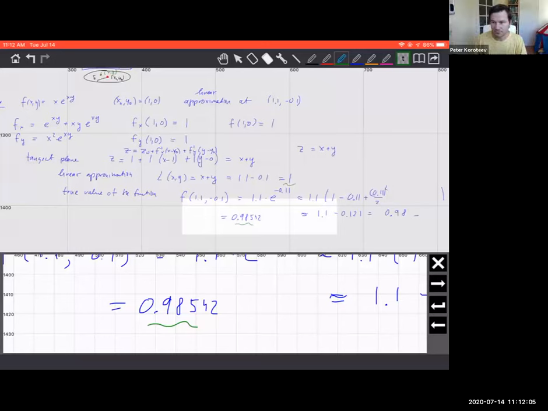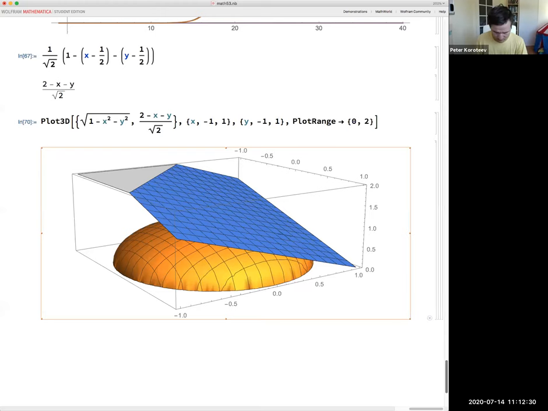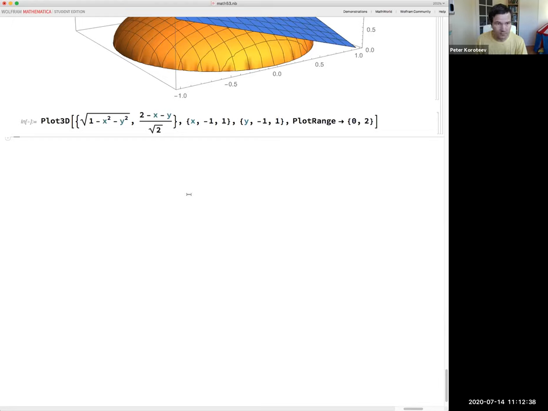Okay, let's continue. Hope everybody is back. Now, our next story is differentials. And before we go, I'd like to maybe plot this for you in Mathematica, and then we'll start from there. Just make kind of a plot. So the plane was x plus y. And the graph was x.